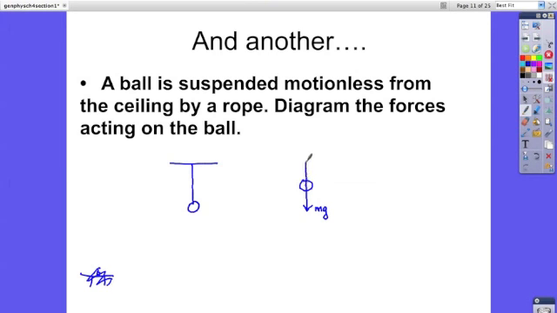And that ball's not accelerating. It's not moving. It's motionless. So I'm going to make the two arrows the same length. And I label tension forces with a capital T. If you would like, you can label it with a capital F and a subscripted capital T.